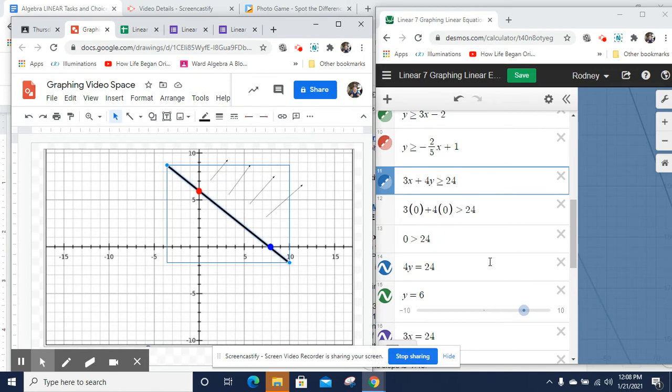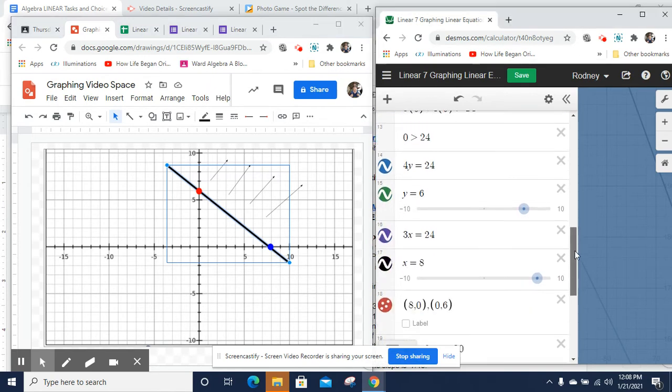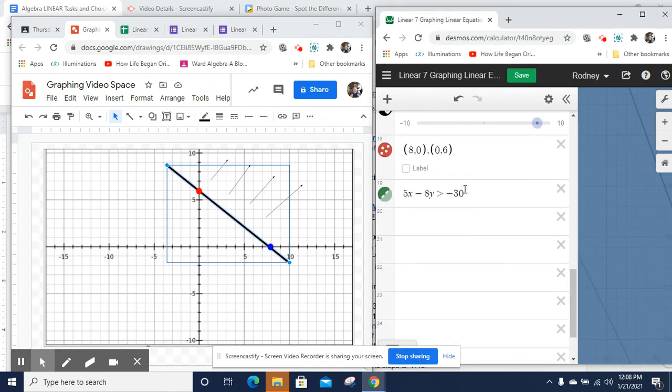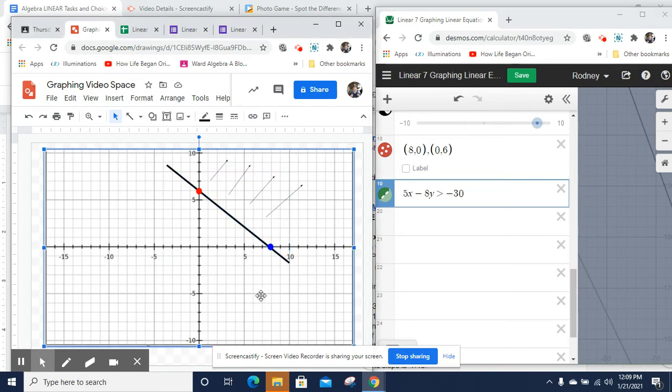Okay, let's take a look at another one. And this one's slightly trickier. Let me go over here actually and undo some stuff. So now we're going to work out this one. This one's going to be trickier because one of the intercepts is not as neat and tidy. So we're going to work out what the X and Y intercepts would be of the boundary line.